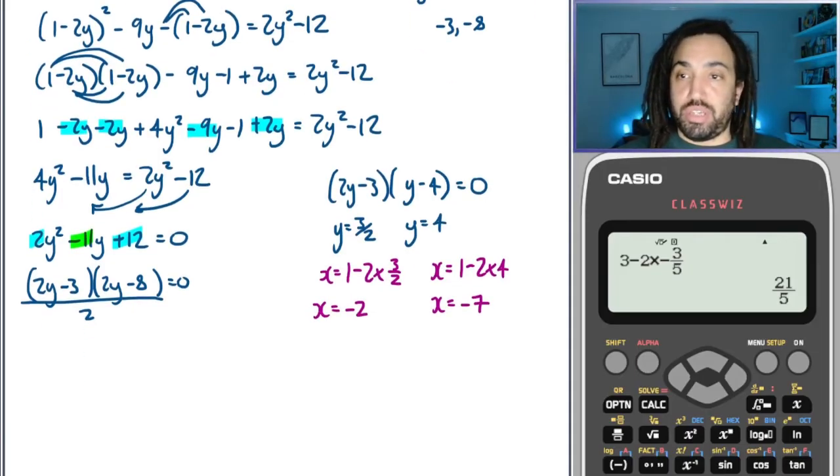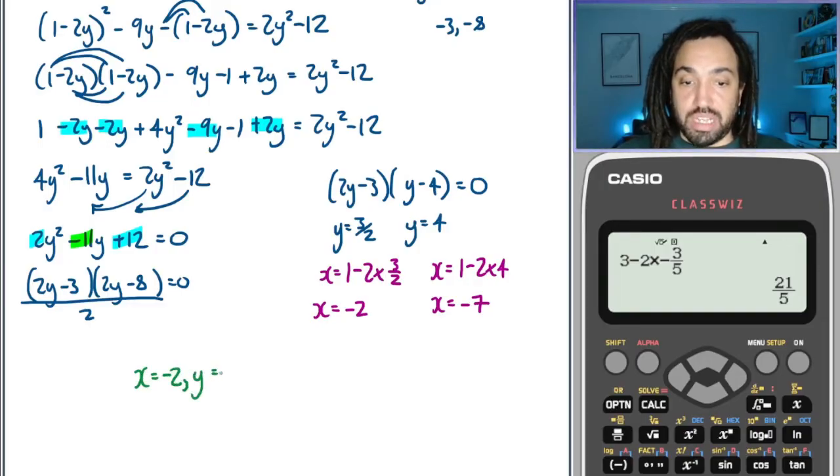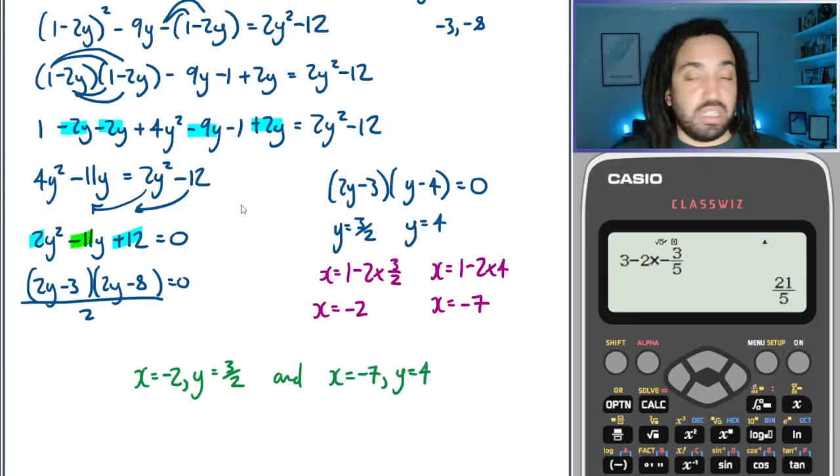And then the final thing we do is we write out the answers nice and neatly as pairs. So x equals minus 2 goes with y equals 3 over 2. And x equals minus 7 goes with y equals 4. And that is job done.